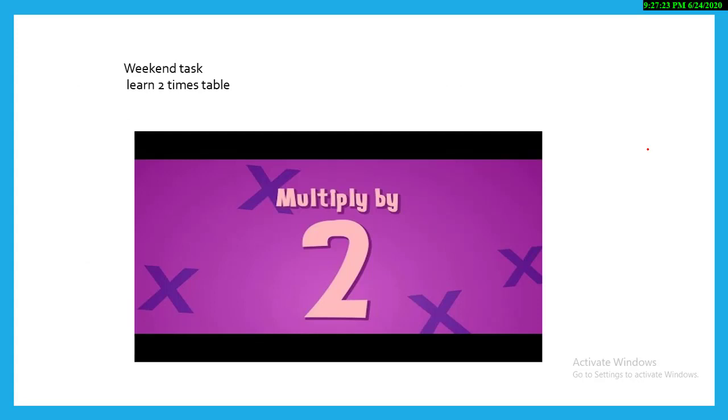And this is the last task of the day, that is a weekend task. What you are going to do is learn the two times table this weekend.